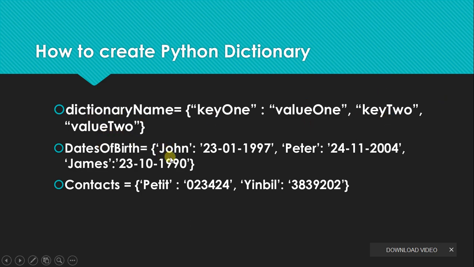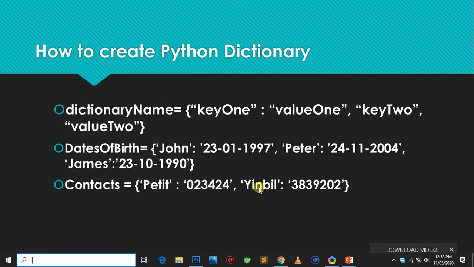So an example is dates of birth. We used this example in our tuples. In the tuple, we only had the dates of birth. But the good thing about a dictionary is that you're able to keep the person's name and the person's date of birth. So for instance, John's date of birth is 23rd January 1997. So whenever I call John, I get this date of birth, 23rd January 1997. And likewise Peter, whenever I reference Peter, I get his date of birth, and James. So that's just how you create a dictionary. And contacts too, likewise. So let's open our IDLE.